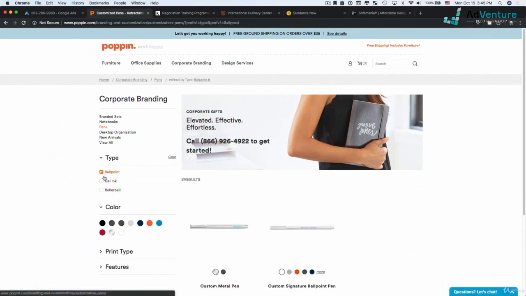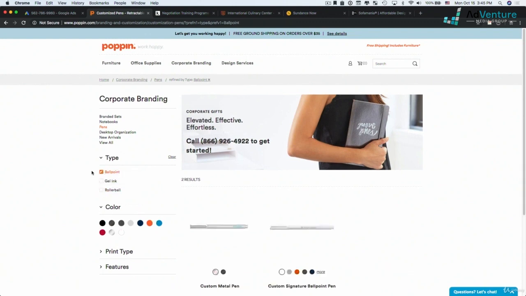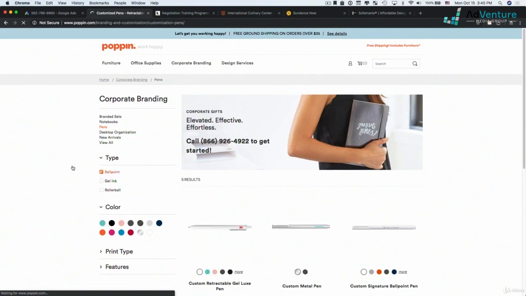There's ballpoint pens, there's gel ink, there's rollerball. So let's say somebody's searching for rollerball branded pens, and so on and so forth. This gets into a big argument that a lot of people have, and I'm happy to sort of settle it right now, about how specific a page you want to send traffic to.